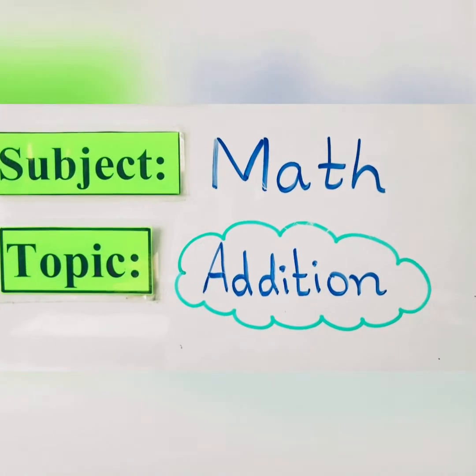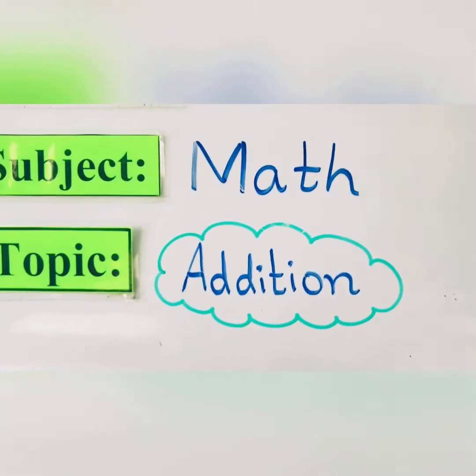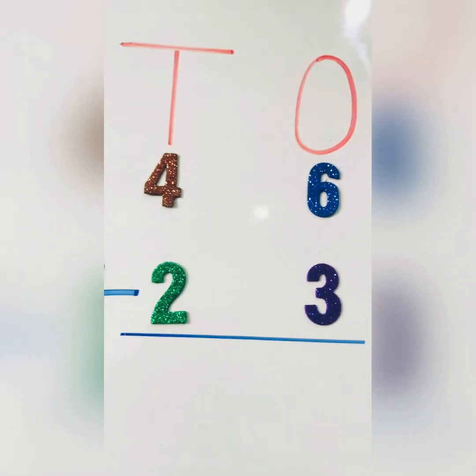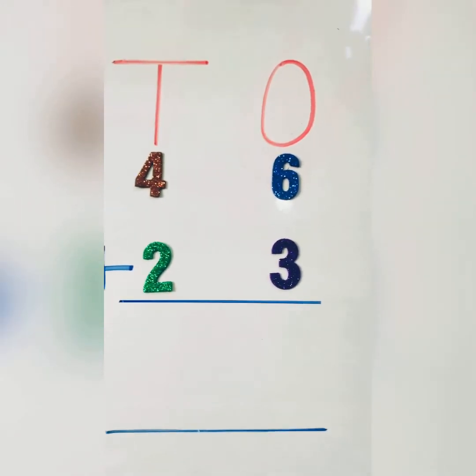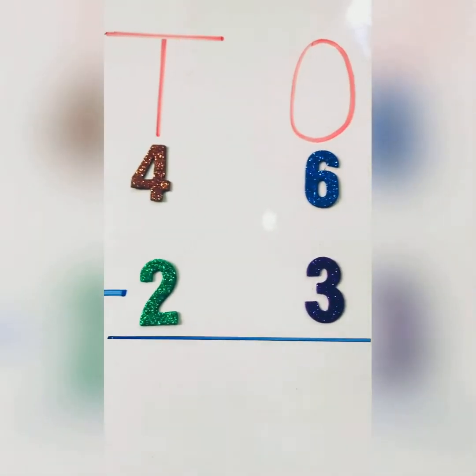So today the topic which we are going to revise is addition. So we will start from a simple sum. Okay, so can you see over here I have two columns, tens and ones. So what do you think, from which column will I start? I think you all are saying the ones column.